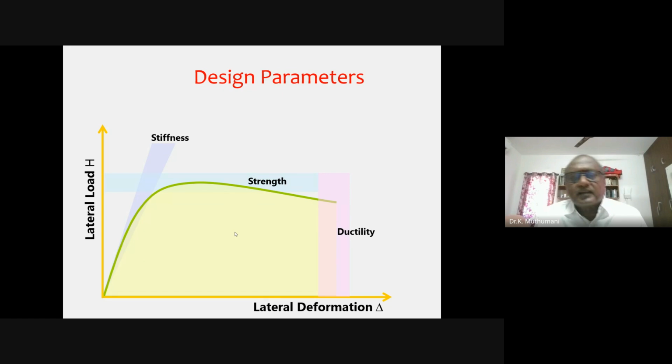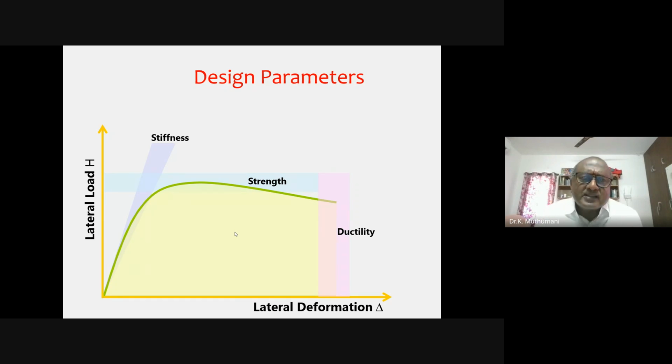In addition to that, there are other parameters like stiffness, which means how much it can deform. For example, within the linear range, it is nothing but load by deformation. That is what is called stiffness in the initial elastic range. So that is also to be governed in the design parameters. So coming to earthquake, in addition to all this, there is also ductility. That is how much it can deform laterally without any failure. That is also an important parameter.